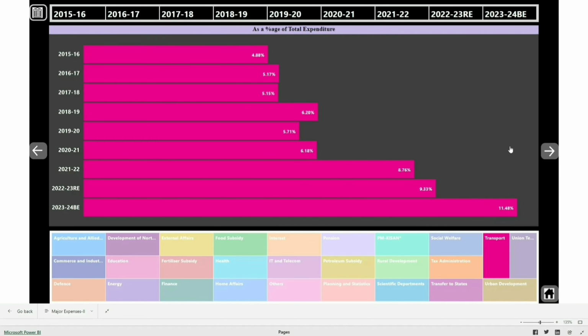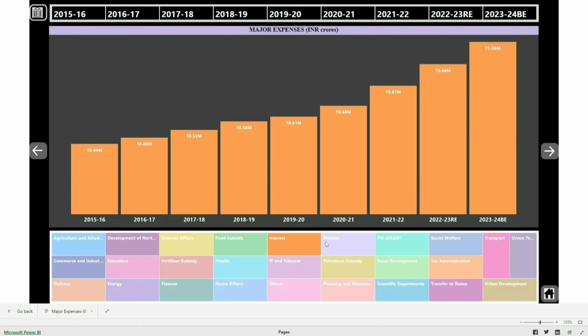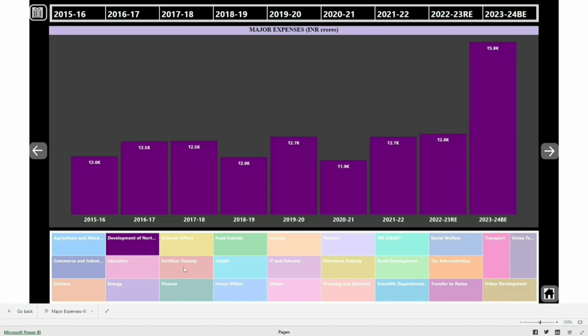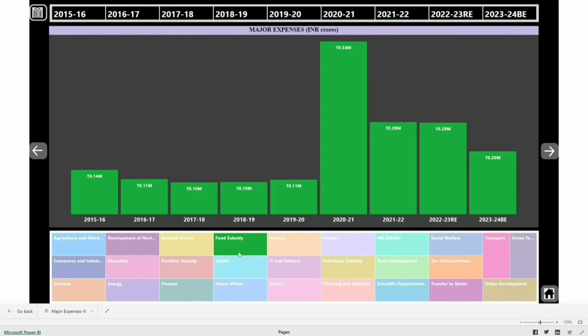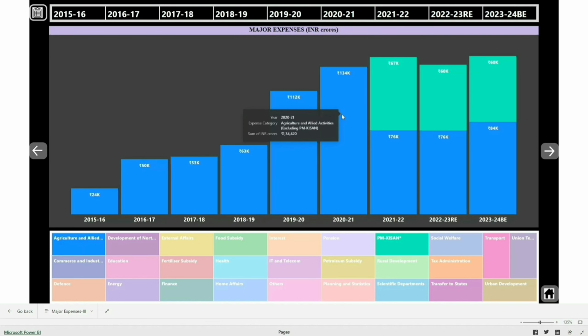So moving forward, here we'll be looking at those expense categories in terms of amount. Interest, pension, right? You can click on each of the categories and see how much the government has been spending under each category. One thing to note is that PM Kisan was introduced recently, right? But before that, agriculture and allied activities was a major expense category. And this is the expenses being incurred by the government to promote agriculture.